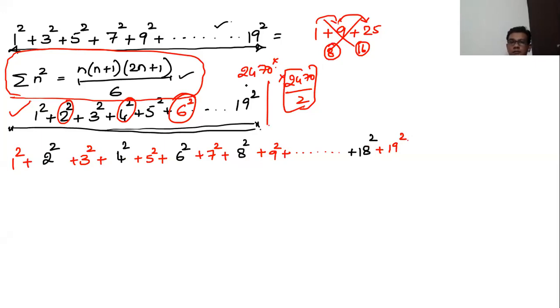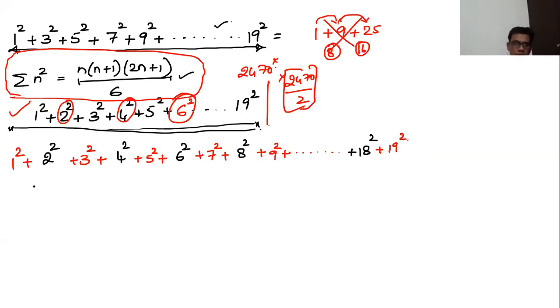Did you all understand what I have written here? The red ones are the values that have been given to me. The black ones are the values I need to use this formula. But now what has happened is, when I have written this part, I have changed the entire question. They had asked me only 1 square, 3 square, 5 square, 7 square, 9 square till 19 square. And now I have written a question which is 1 square plus 2 square plus 3 square plus 4 square all the way till 19 square. So I have changed the entire look of the question.